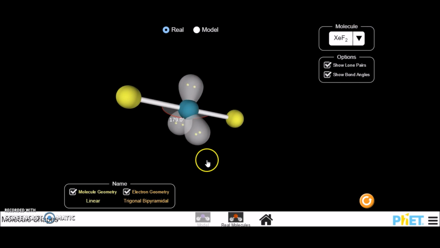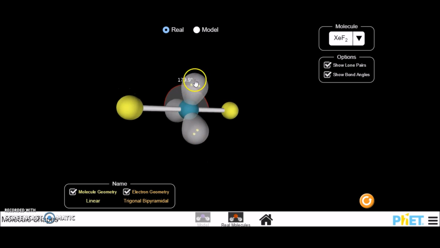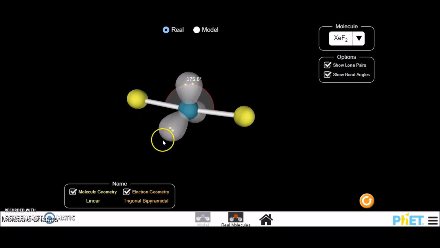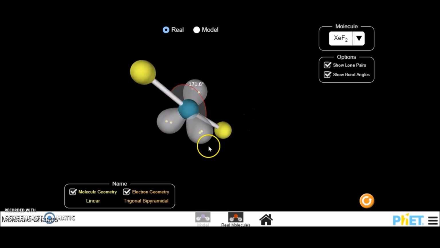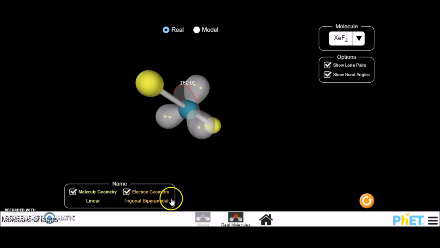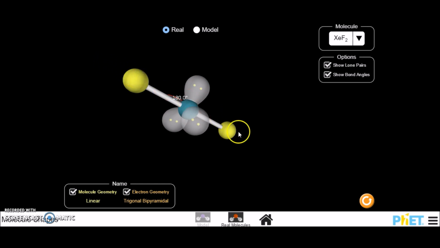Xenon difluoride here, lots and lots of things going on here. This actually works out to be a linear molecule, but there are three sets of lone pairs going on around here, which is going to give it a trigonal bipyramidal shape if we're looking at the electron geometry. But just looking at the molecule geometry, it is just going to be linear.